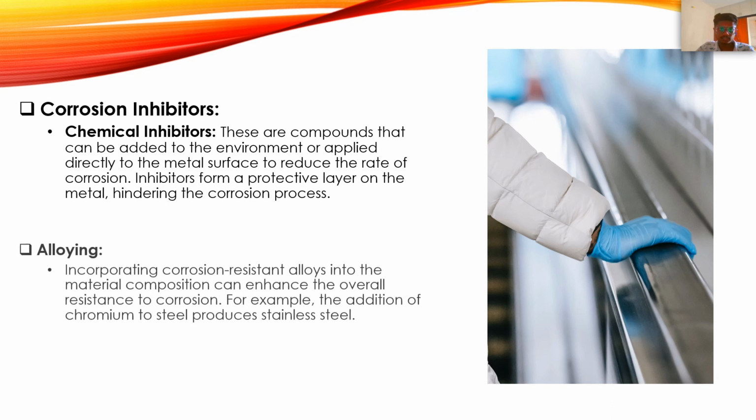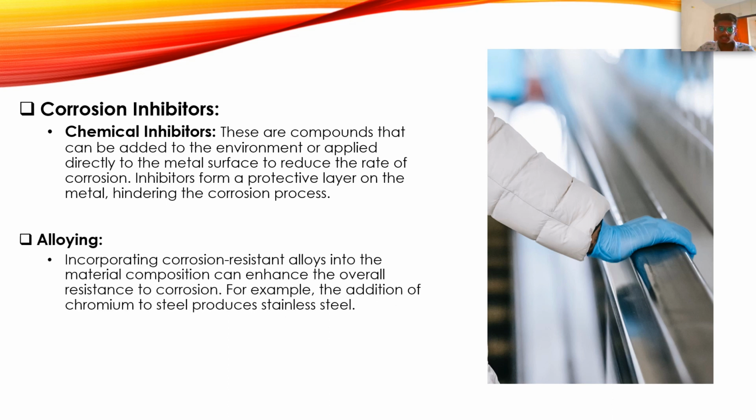Corrosion inhibitors. Chemical inhibitors are compounds that can be added to the environment or applied directly to the metal surface to reduce the rate of corrosion. Inhibitors form a protective layer on the metal, hindering the corrosion process. Alloying. Incorporating corrosion-resistant alloys into the material composition can enhance the overall resistance to corrosion. For example, the addition of chromium to steel produces stainless steel.